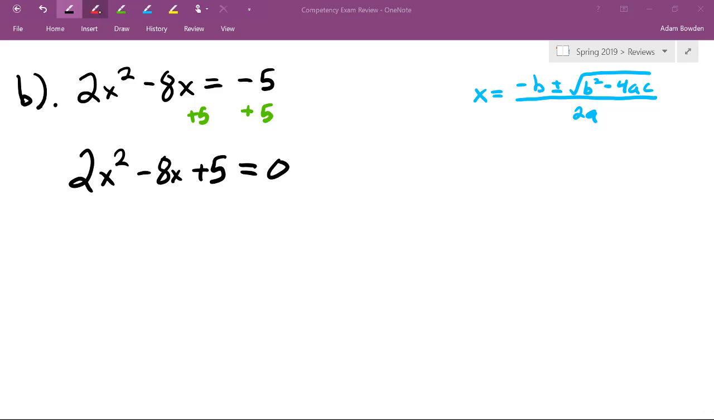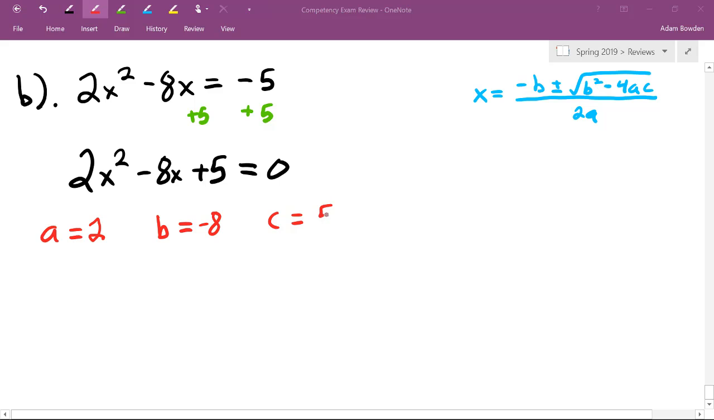Once we do that, then we'll say what a, b, and c are equal to. In this case, a is 2, b is negative 8, and c is 5. And if you'd like to practice your skills at setting up the formula, go ahead and pause the video here, and I'll go ahead and work out the question in just a second.